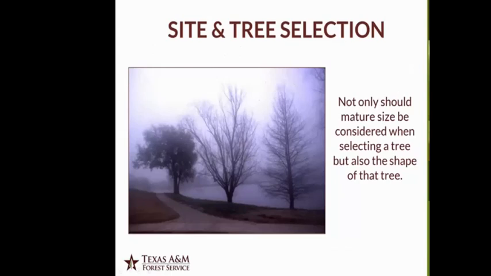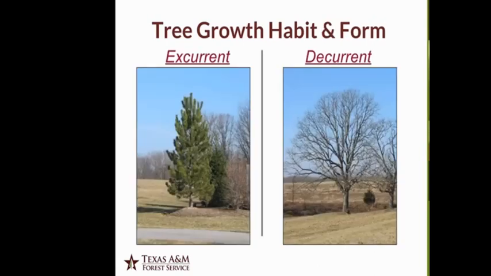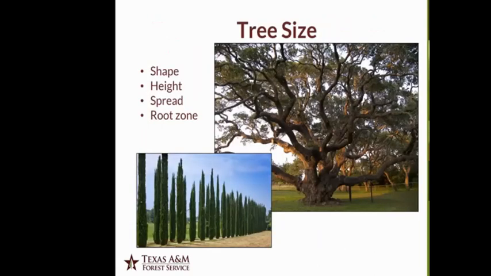Let me move, there we go. Consider the size and the shape that the tree is going to end up being, and that's called a tree's habit. So you have excurrent trees that grow from a straight central leader, and then you have decurrent trees like a live oak that spread out and have many branches. And then obviously again, tree size, the height, the spread, and considering the root zone.